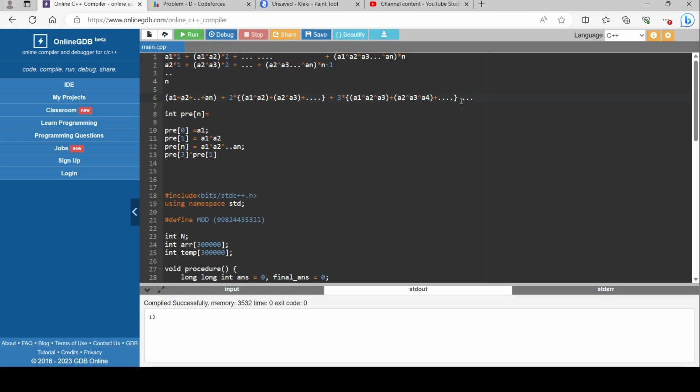Okay, so the n square approach is quite easy. Basically we have to calculate this value.